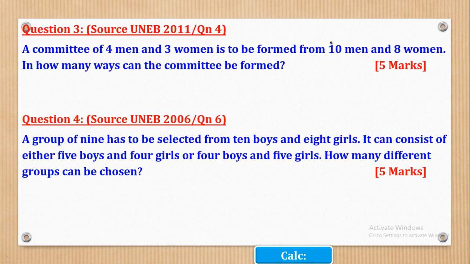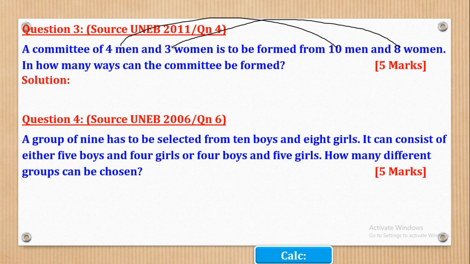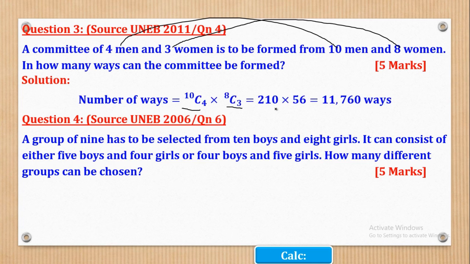Now from the 10, we need 4. And from 8, we need 3. Therefore, the number of ways will be 10 combination 4 times 8 combination 3. This gives you this. Okay, I didn't show you how to use a calculator to get that combination. So let's first learn how to use a calculator.